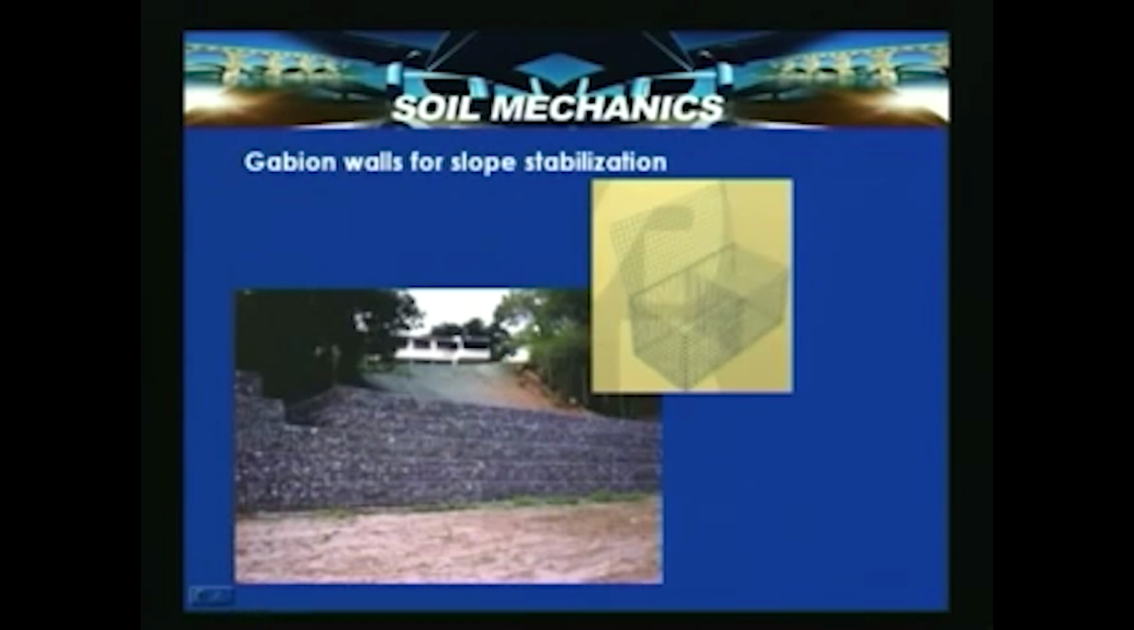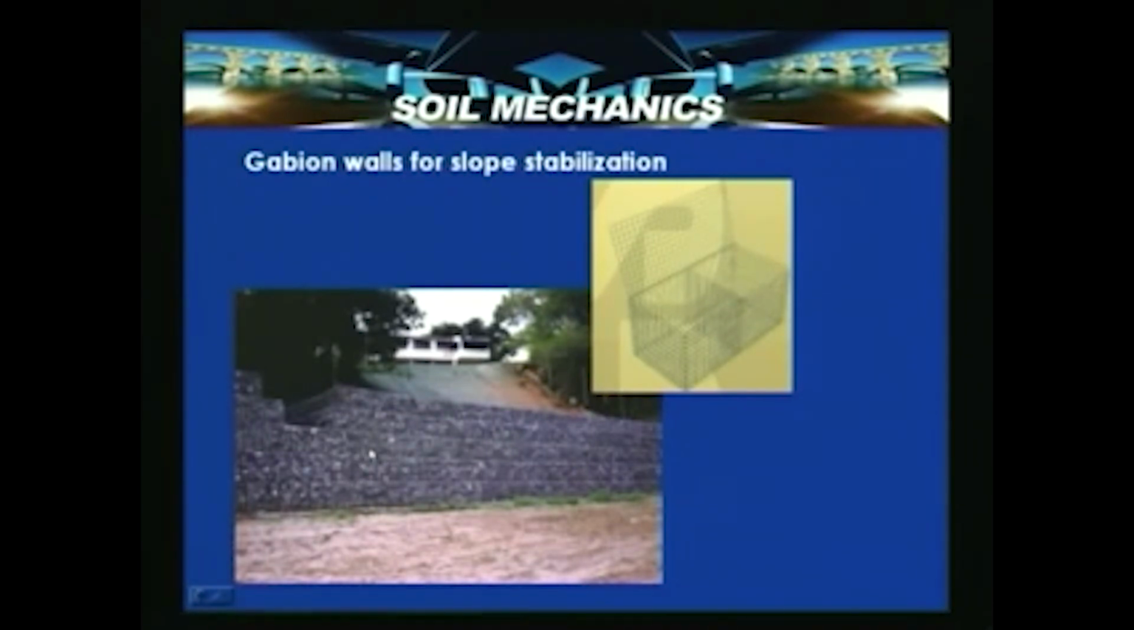Another method is gabion walls for slope stabilization. In this technique, gabion walls are nothing but wire meshes, predominantly made of mild steel, which are coated with anti-corrosive elements. If the area has abundant availability of stone, the stone is filled in these cages and placed one above the other, and with that this type of wall can come up.